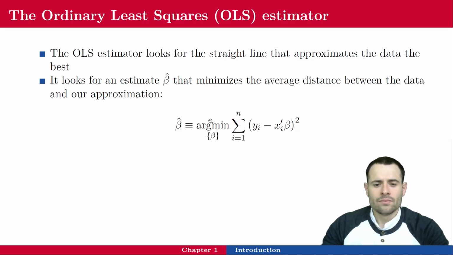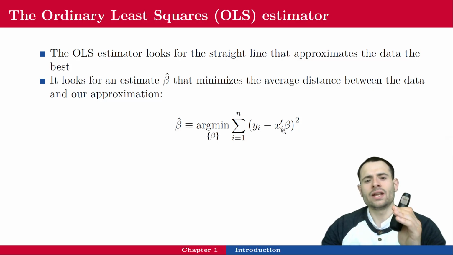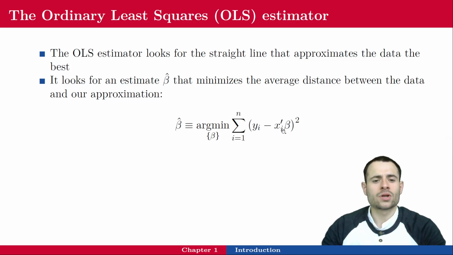So the argmin means least. It means the argument of the minimum. So beta hat is going to be what minimizes this. And this is the average distance between the data and our approximation or our future prediction.